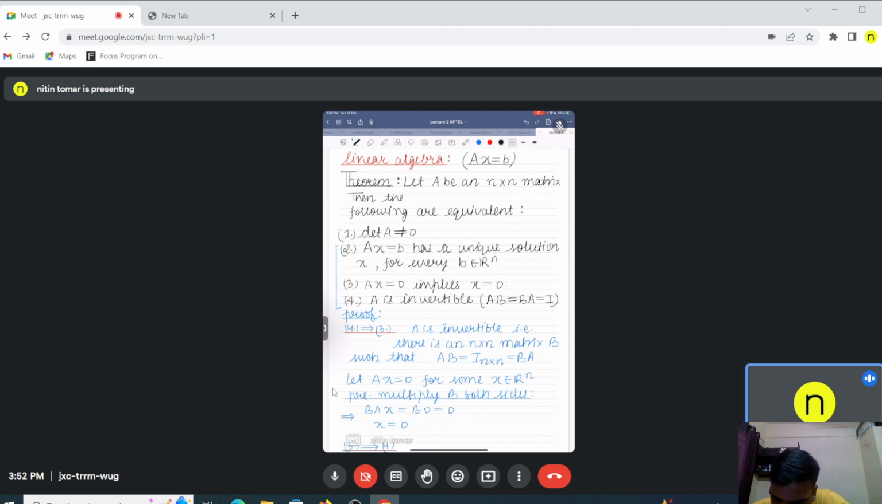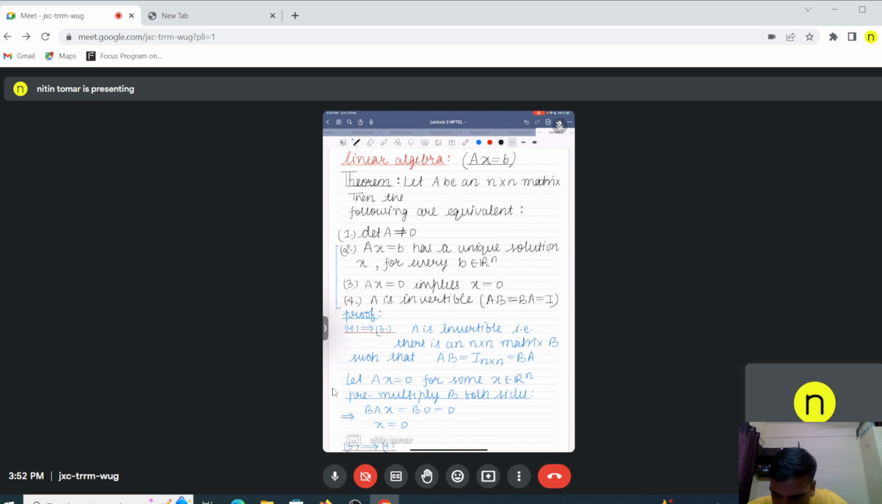So I am stopping for 2 or 3 minutes. If you have any doubt, please ask, because then we'll go to the Gaussian elimination method. It's better to start the Gaussian elimination method with an example. Have you heard of this Gaussian elimination method?